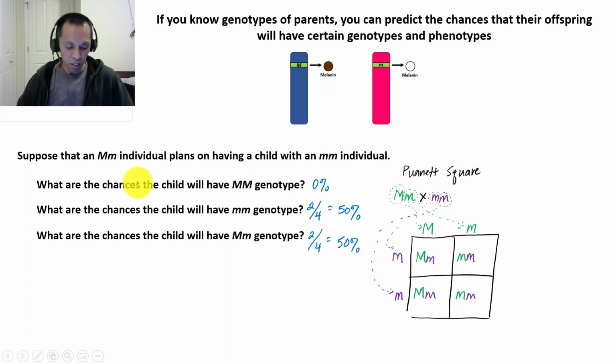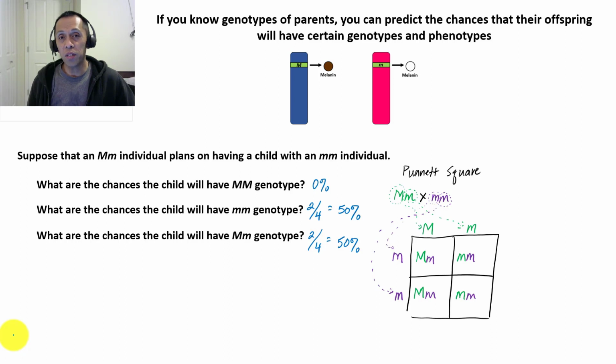So again, what these numbers tell you is that every time these two individuals have a child, there is no chance that they will produce a child with a big M genotype. Every time they have a child, there is a 50% chance that that child will have the small m genotype. And every time this couple has a child, there is a 50% chance that that child will have the big M small m genotype.